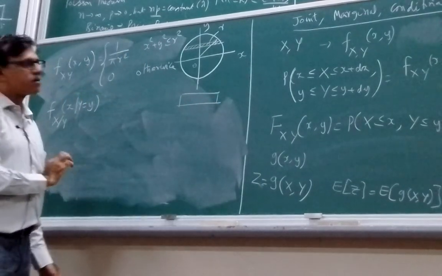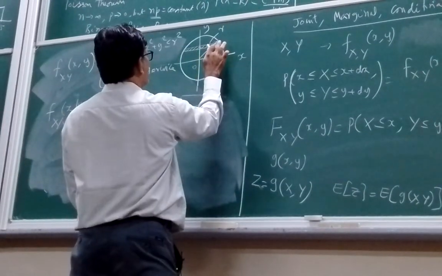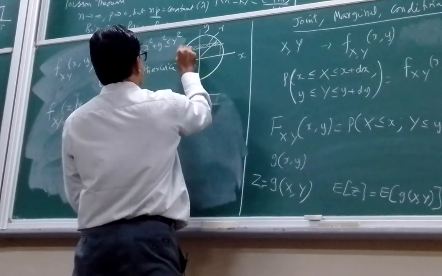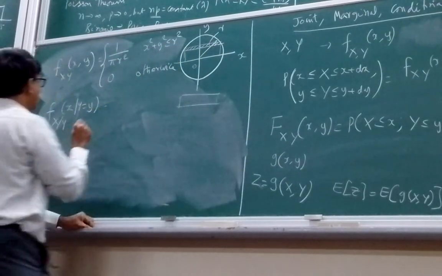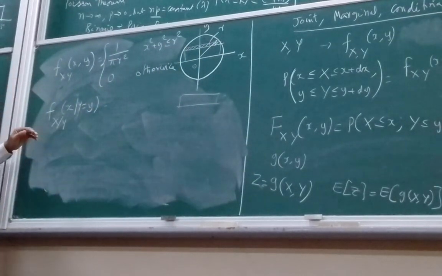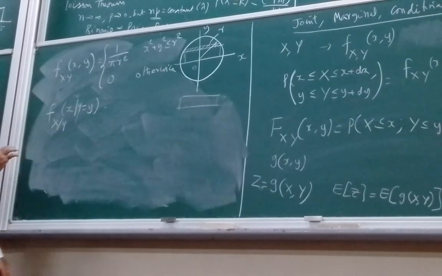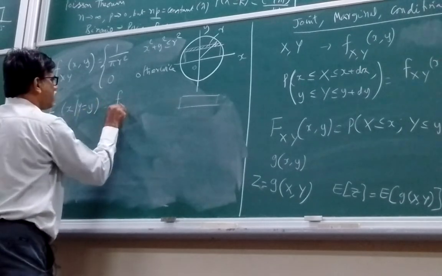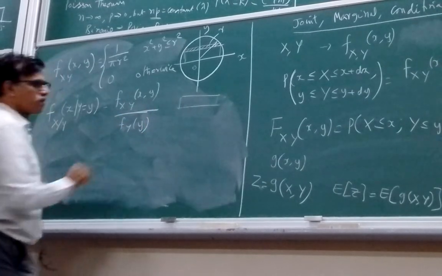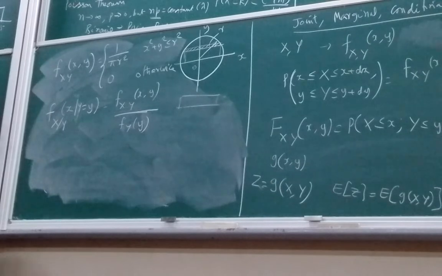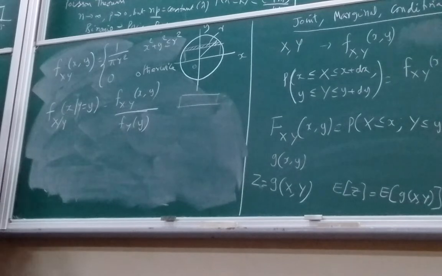Y takes a particular value, and x takes a value in this one, it is not necessarily uniform. It is only the range that matters. How do we find it? That is what we need to find out. For that, what I need is f_XY(x, y) divided by f_Y(y). But first I have to find the marginal density function of y. Let us first find it out.